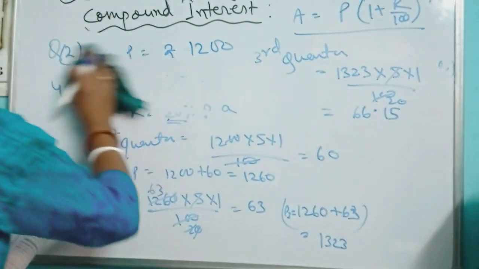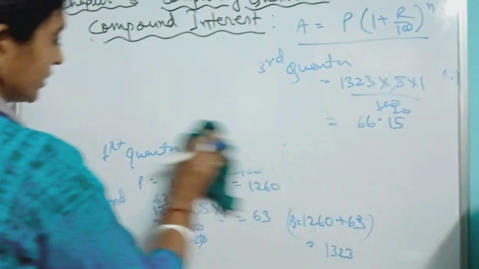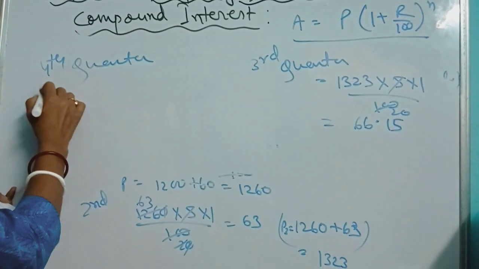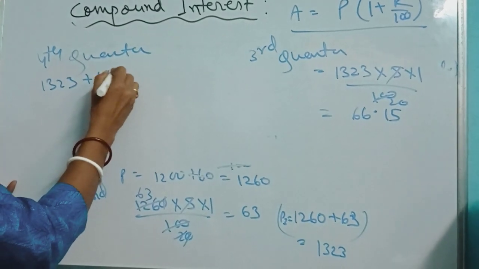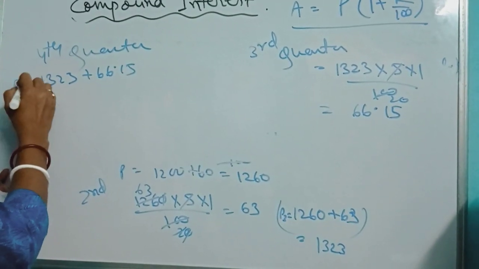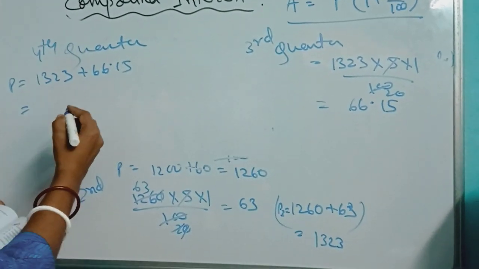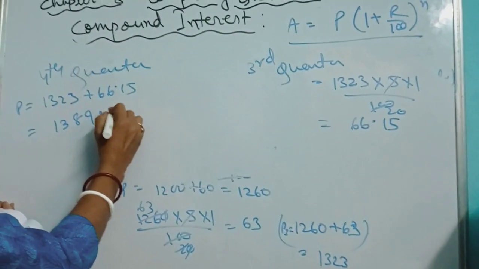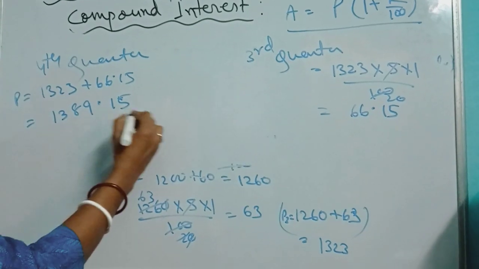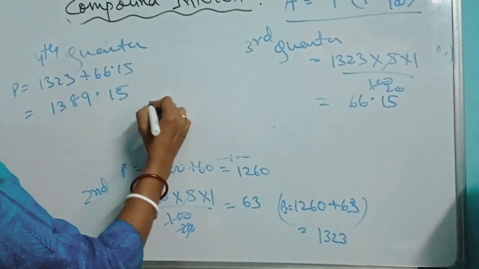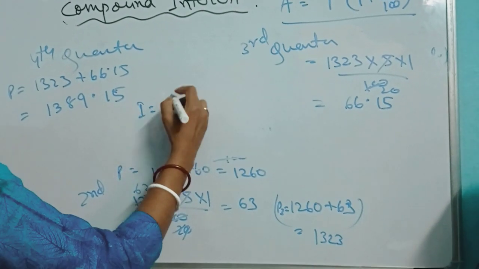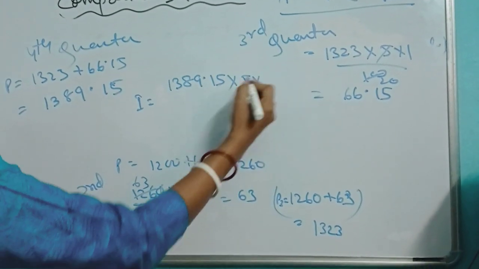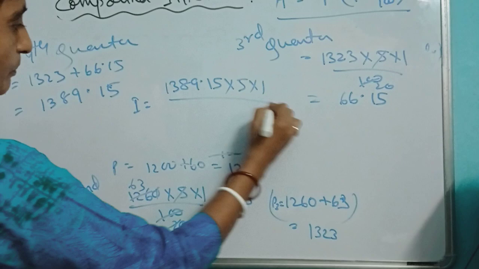Now again we will add it with this principal. So let's come to the fourth quarter. For the fourth quarter, our principal amount will become 1323 plus 66.15. After adding, we are getting 1389.15. Now it will be invested as the principal. So the interest will be equal to P, which is 1389.15, then into 5%, it is 1 by 100.